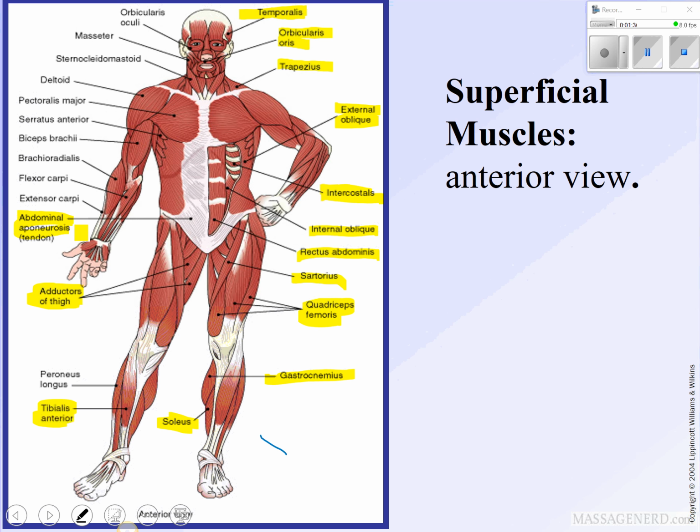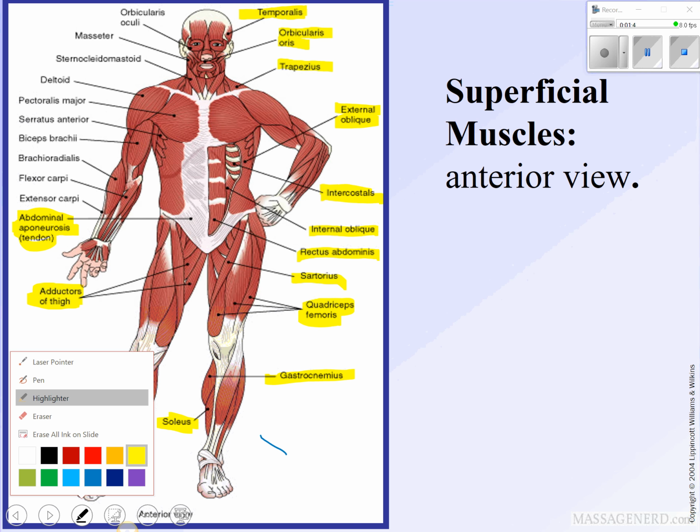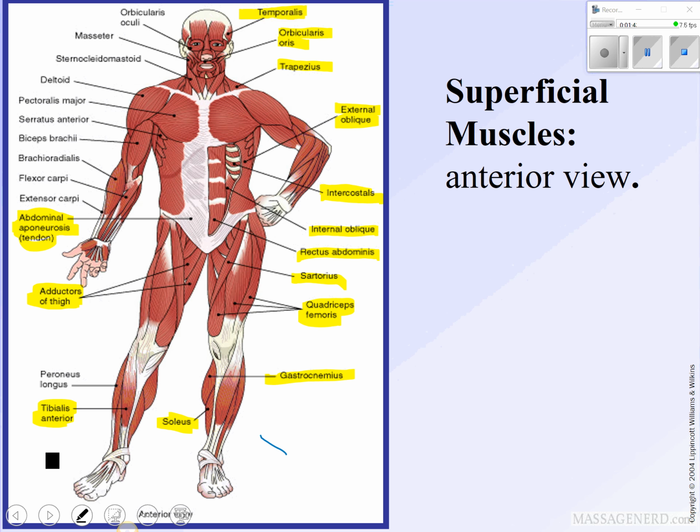The abdominal aponeurosis. Okay, you do not need to know that one or that one. So I'm going to mark those off. You do need the brachioradialis, biceps brachii, serratus anterior, pectoralis major, deltoid, sternocleidomastoid, masseter, and orbicularis oculi. Okay, and you do not need to know this, the longest muscle.